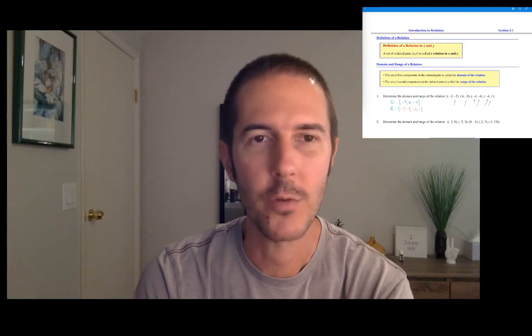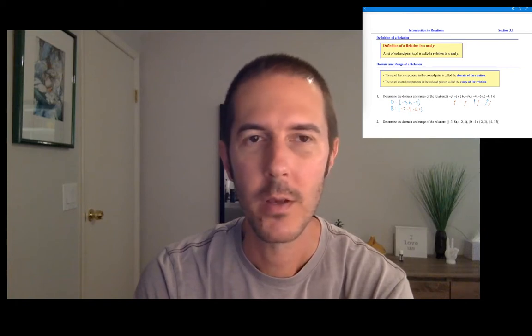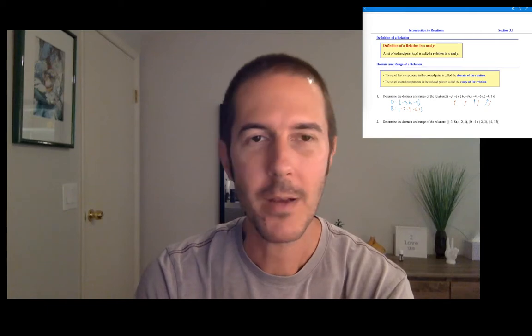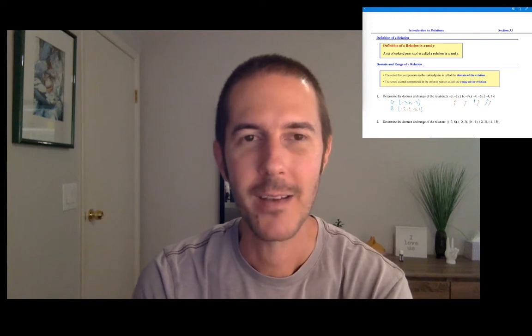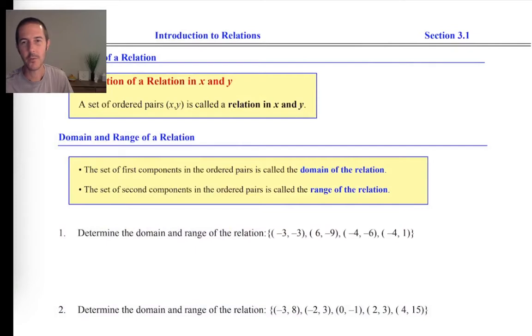So while in these notes at the very top right corner you'll see 3.1, be aware that that number might change depending on which edition of the book you're using. But without further ado, let's have a look at an introduction to relations. For starters, let's define what a relation is.